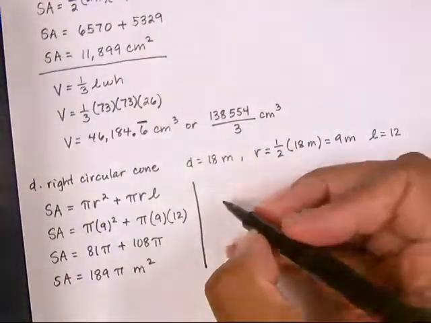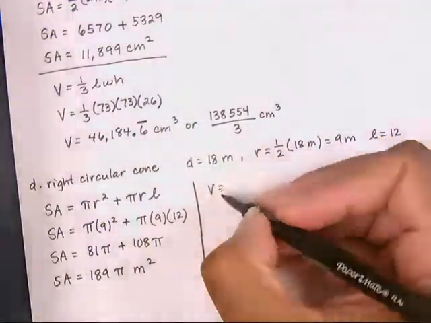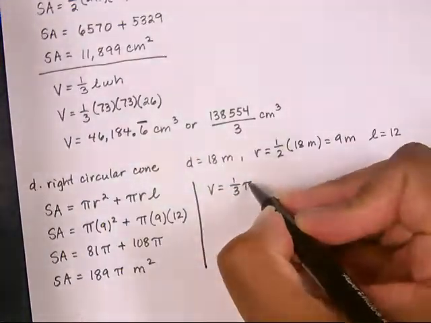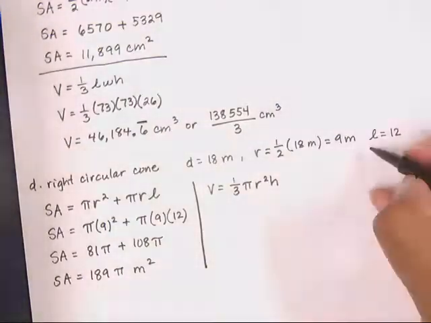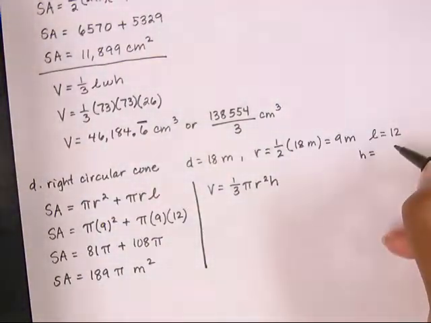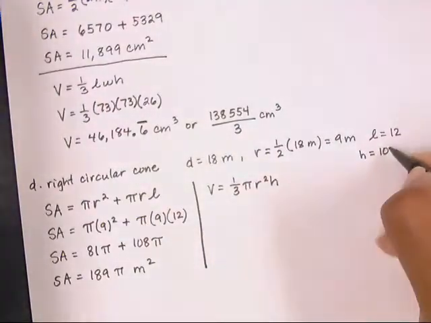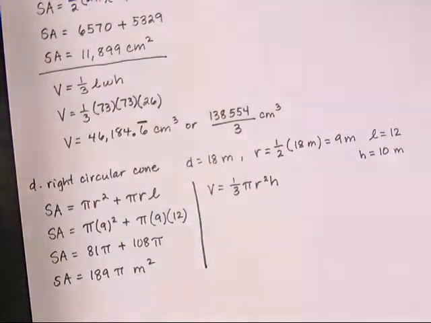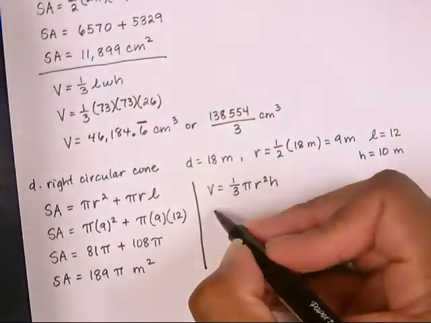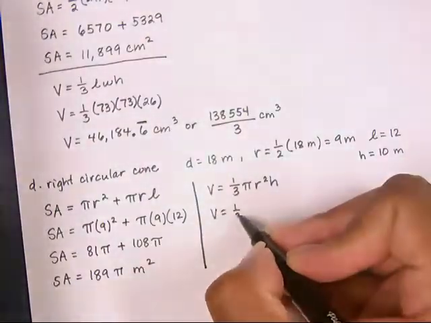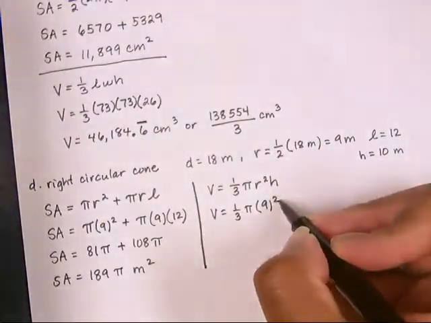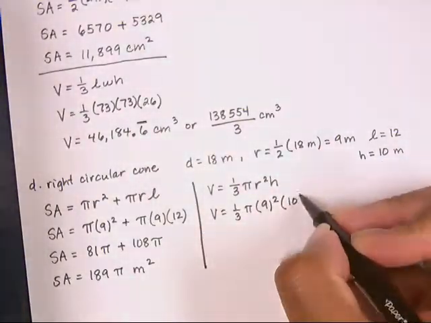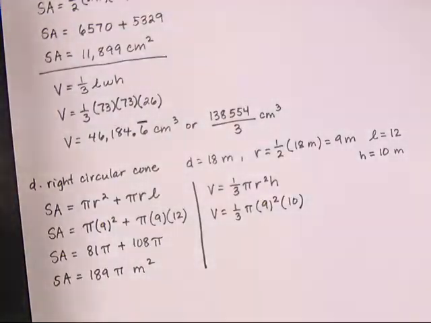Alright, now we're going to find the volume of that right circular cone. That's going to be this formula, 1/3 pi r squared times the height. And I'll go ahead and add to it that the height that I gave to you on the review sheet was 10 meters. So in this case here, that volume is going to be 1/3 pi times the radius, which is 9, and that's going to be squared times the height, which is 10, which is given to you on the review sheet.